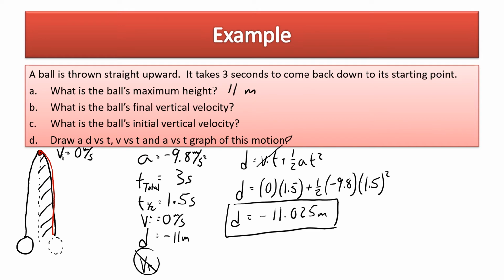Then the question asks, what is the ball's final vertical velocity? So that's at this position here. What is the final velocity? So now we're looking for that, and we have a couple different options. Let's start here again. We're ending here. We're going to use half the time because we're only looking at the second half of the motion.